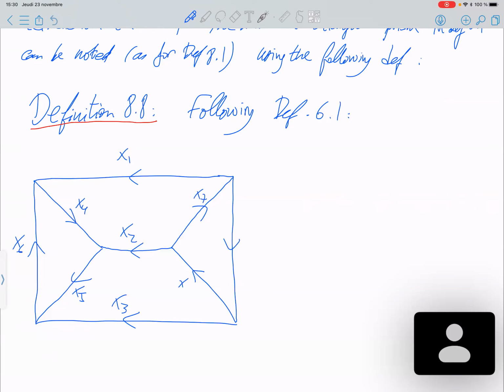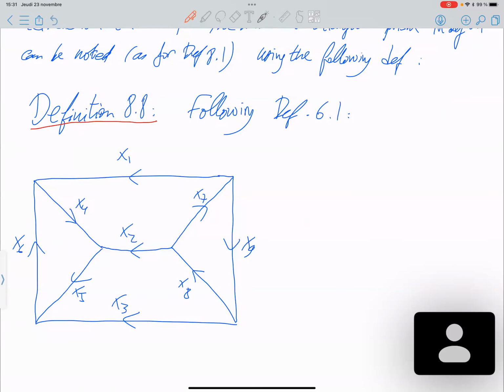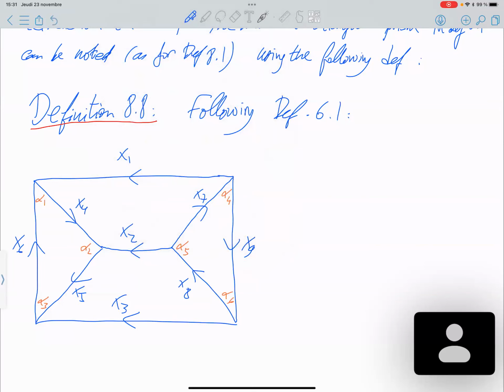So you see it's more regular now, more intuitive, maybe. And let me change the color for the morphism. So morphisms alpha 1, alpha 2, alpha 3 on the left, and alpha 4, alpha 5, alpha 6 on the right. Do you see? That's nice. So this is the reference pattern for what was the monoidal triangular prism.